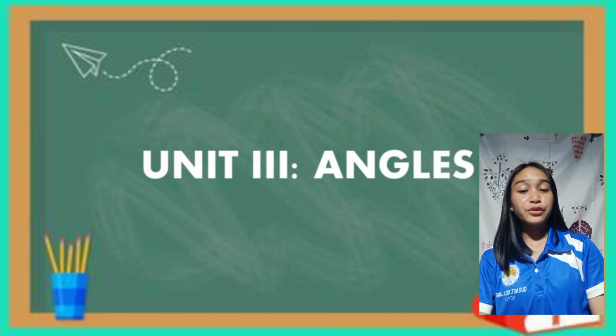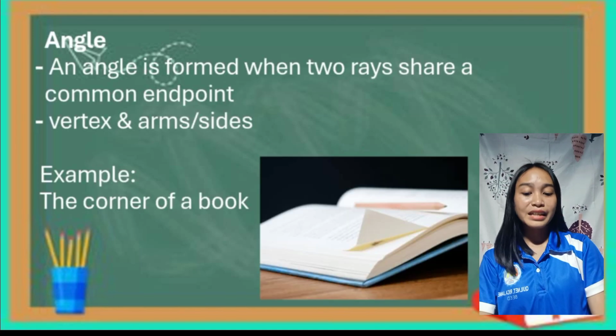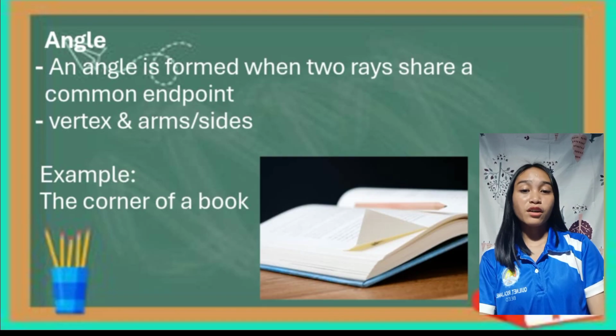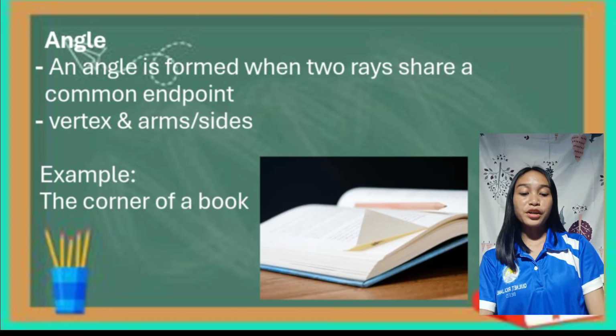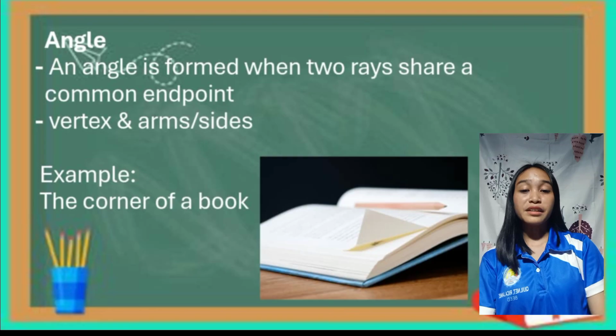Now, let us proceed to Unit 3, which talks about angles. So what is an angle? This is formed when two rays share a common endpoint, which we call the vertex. And the vertex is the common endpoint where the rays meet. And also, an angle has arms or sides. These are the two rays forming the angle. For example, the corner of a book forms a right angle.